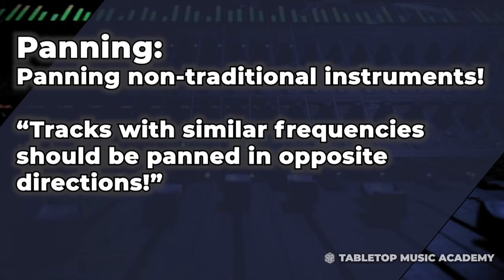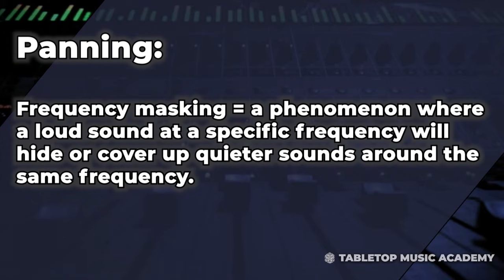For example, if you have a synthesizer playing in the same range as violin 1, then you should probably try panning it further to the right, so it's on the opposite side of your mix. The reason for this has to do with something called frequency masking, a phenomenon where a loud sound at one frequency can hide or cover up quieter sounds at the same nearby frequencies. Panning helps clean this up a little bit so that it doesn't muddy up or dirty your mix.